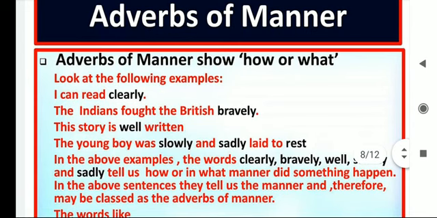Now adverbs of manner. Adverbs of manner show how or what. Look at the following examples. I can read clearly. The Indians fought the British bravely. The story is well written. The young boy was slowly and sadly laid to rest.